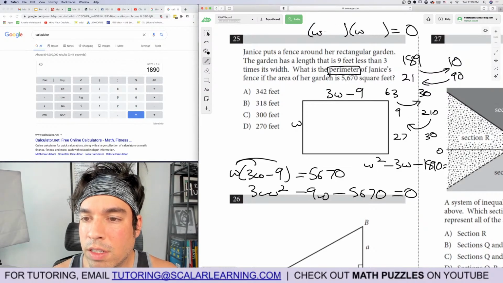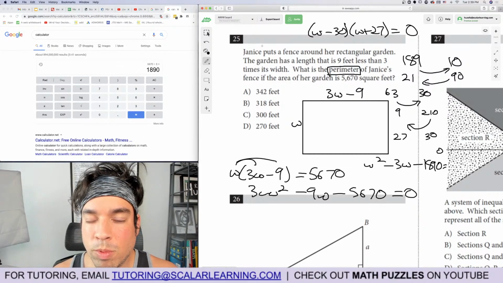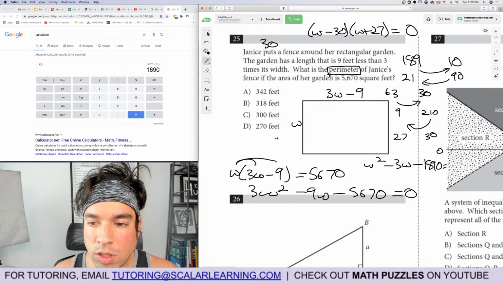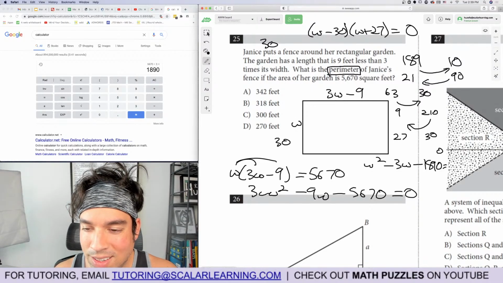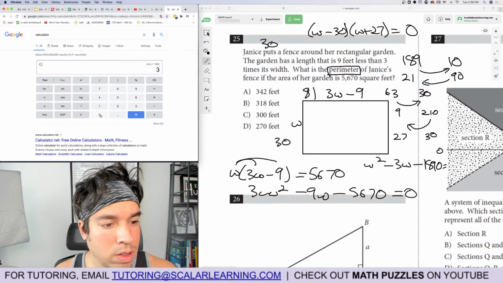Okay. So it's minus 30 plus 27 because the middle term is negative. So my width is either 30 or negative 27. Obviously, negative 27 doesn't work. So it's 30 by 90 minus 9 is 81. Then we just double check. 30 times 81.